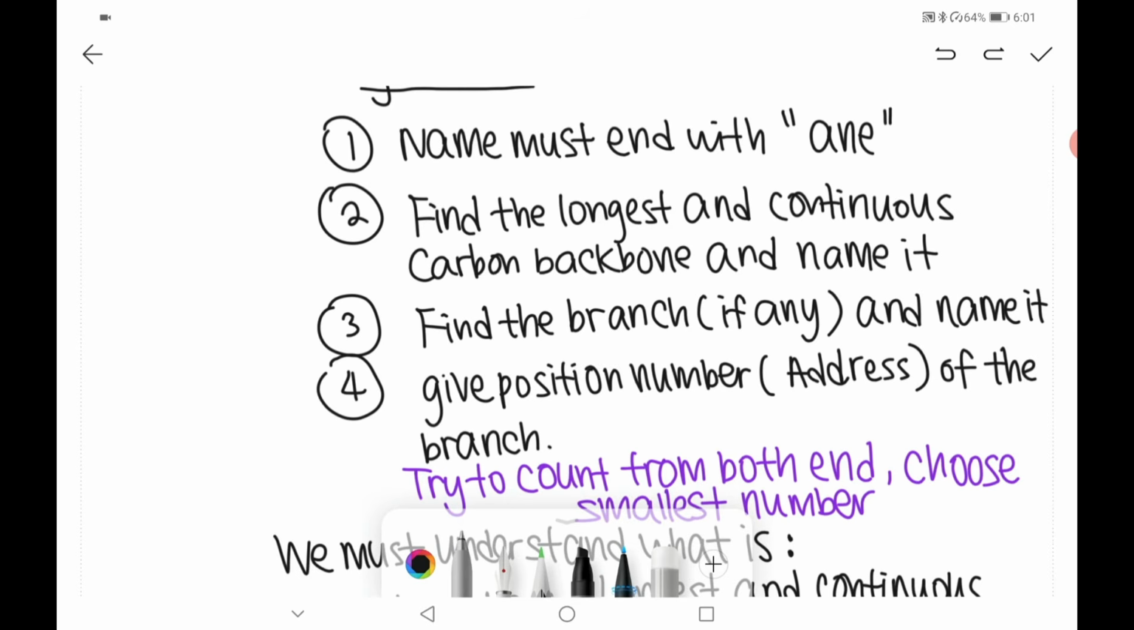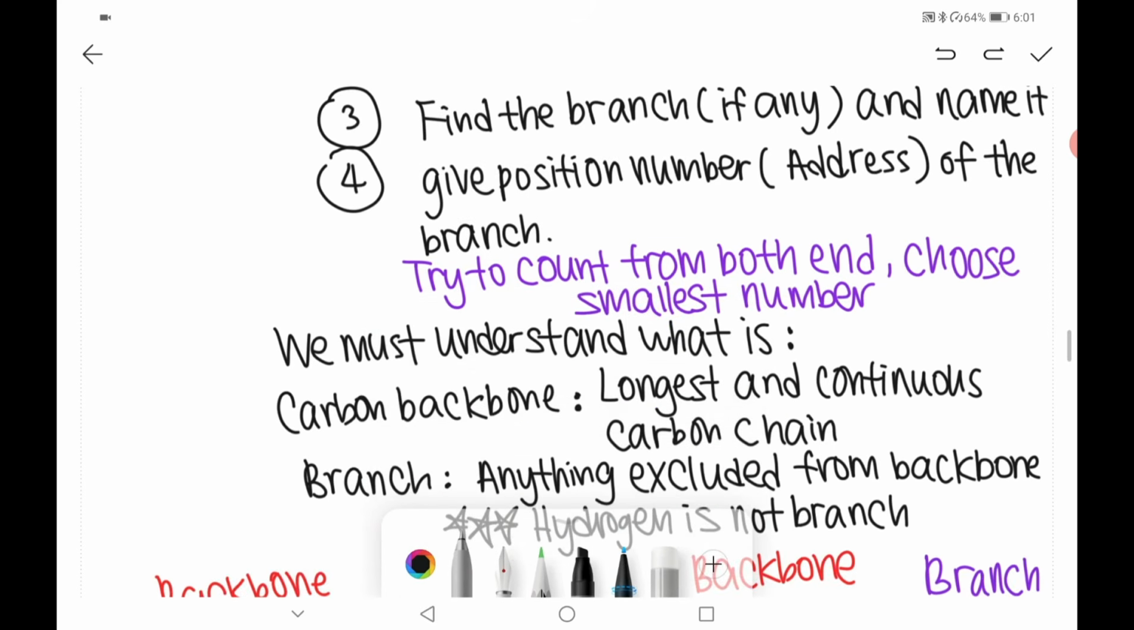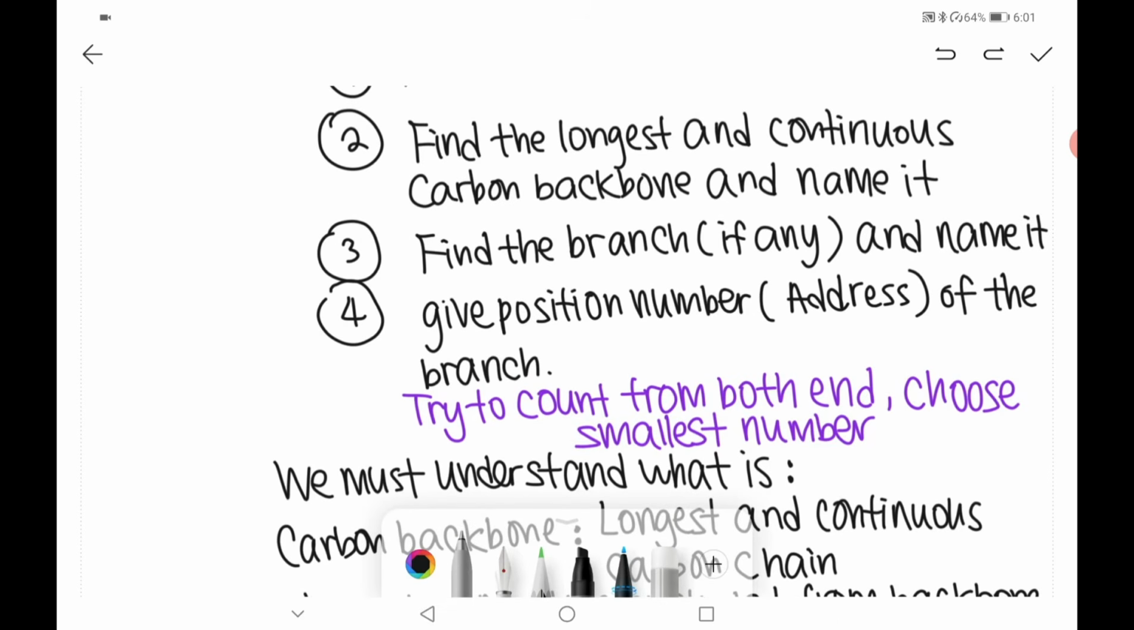Then you need to find the branch. What is a branch? Anything not inside the backbone is a branch, except hydrogen. Hydrogen is not counted as a branch. If you have a branch, you need to give it a position number, to tell people where the branch is. You count from the left to the right and get a number, and count from the right to the left and get a number. You choose the smaller number. That is the address of the branch.